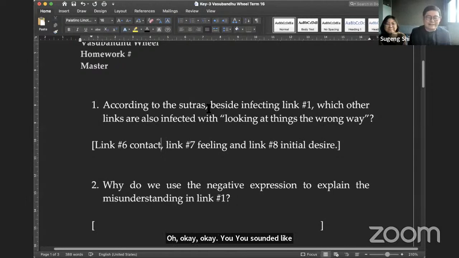Okay. The sutra said that in fact in the contact phase itself, when the eye consciousness is touching the object, we are already infected. At that moment, we are already looking at things the wrong way. And because link number 6 triggers link number 7, that means link number 7 is also infected with that one. And also link number 7 triggers link number 8. It also suffers the same fate. This is quoting from the book, the sutras.